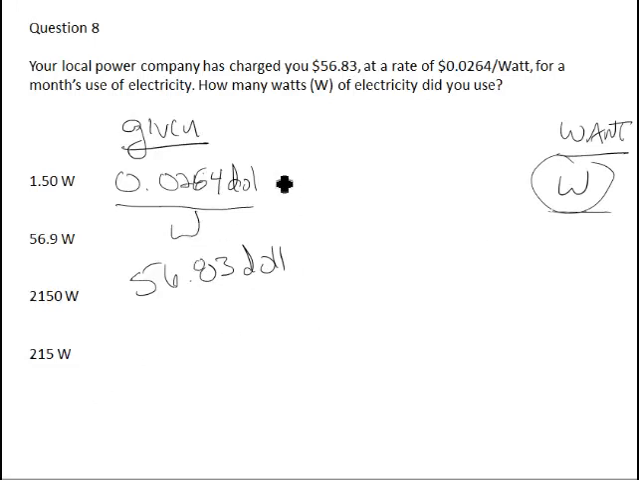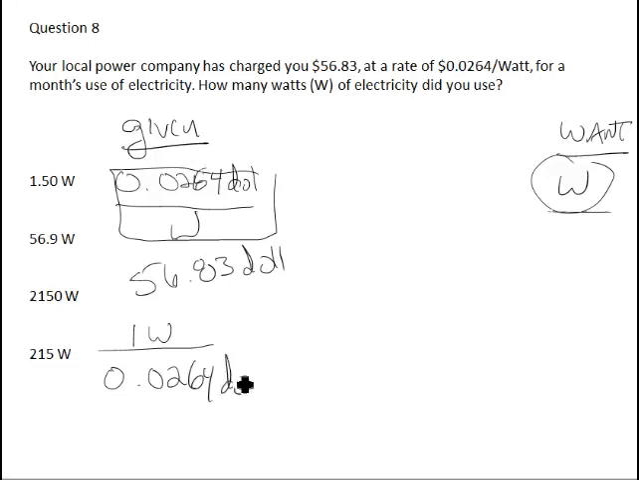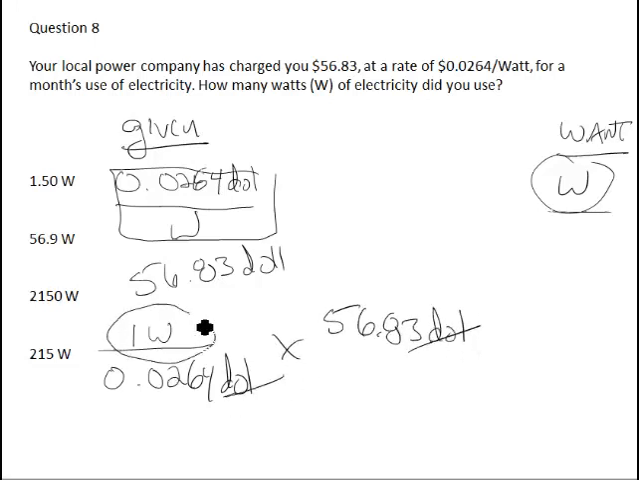Now we need to cancel those out to give us our answer in watts. So watts is on the bottom in this, so that has to be inverted. Let's start on top. So it's going to be 1 watt for every $0.0264. And now I can simply multiply that by the amount of dollars I spent, $56.83. Those units cancel, and I'll be left with watts. So when I simply do that division problem, 5683 divided by 0.0264, I can get to my answer. And that is question 8. The key here, what you want has to go on top.